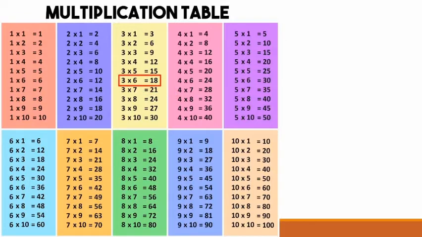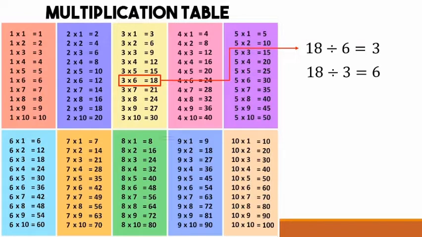3 times 6 is equal to 18. Another way to see this operation is 18 divided by 6, always start with the biggest number, is equal to 3. Or, on the other hand, 18 divided by 3 is equal to 6.